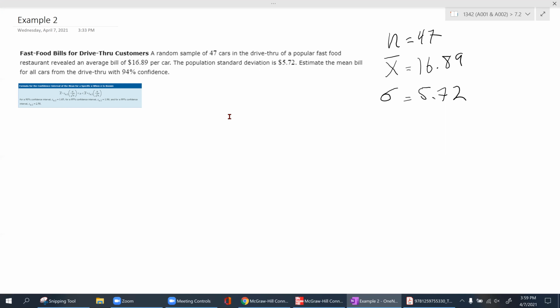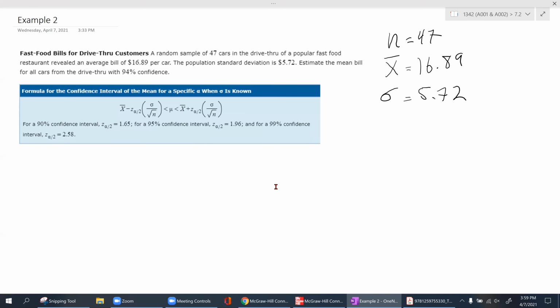Now we see the importance of this formula that we're going to find: the formula for the confidence interval of the mean for a specified alpha when my standard deviation sigma is known. Your book has values for 90%, 95 and 99 confidence intervals. If you do so many of these, eventually you're going to know the answers immediately. But do not rely on that.